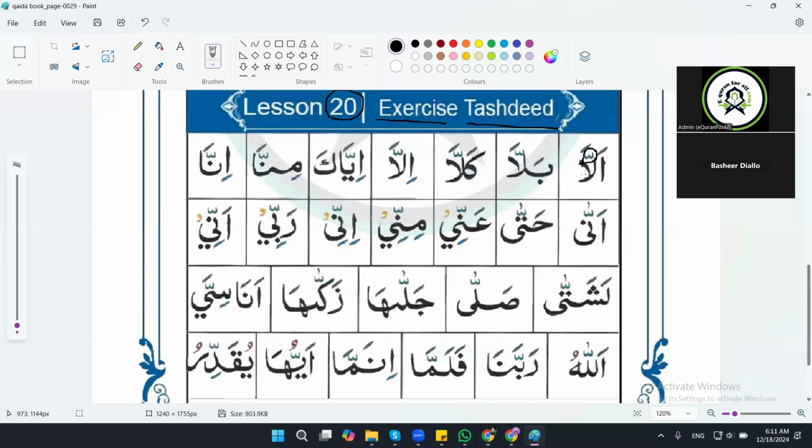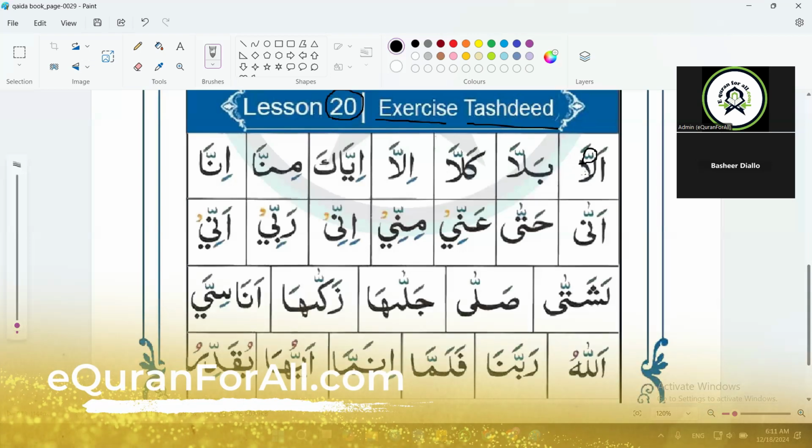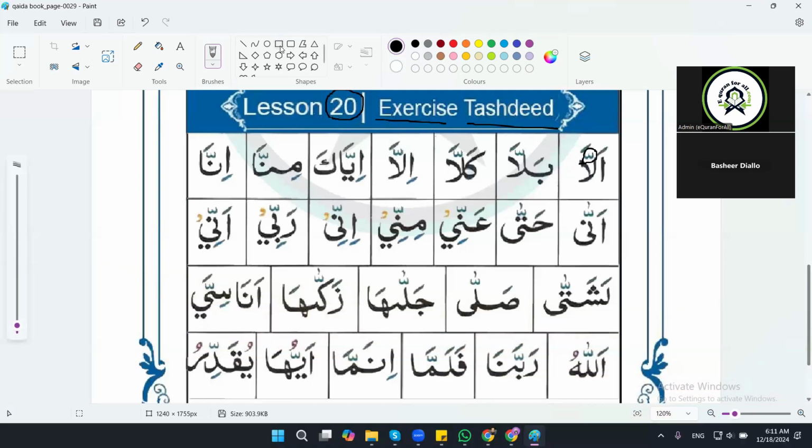First we read that letter with sukun, meaning we connect it with the previous letter, and then we read that letter again with the sign that appears on it. Okay, now we read A'udhu Billah and Bismillah.